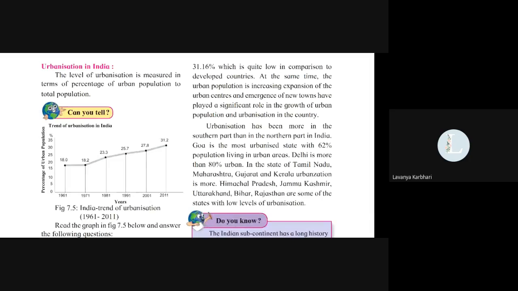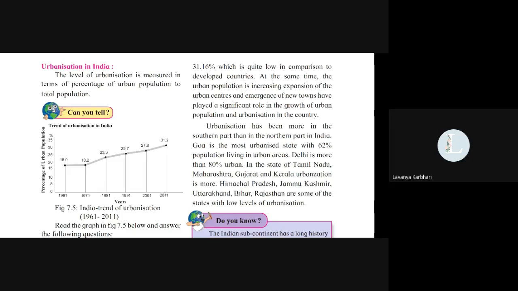This is nothing but the emergence of new towns. Also, if we take the example of Delhi and New Delhi, the old part of Delhi is only Delhi, and the part that was developed in recent years is New Delhi. So it is emergence of new towns. So it has played a significant role in the growth of urban population and also the urbanization in the country.